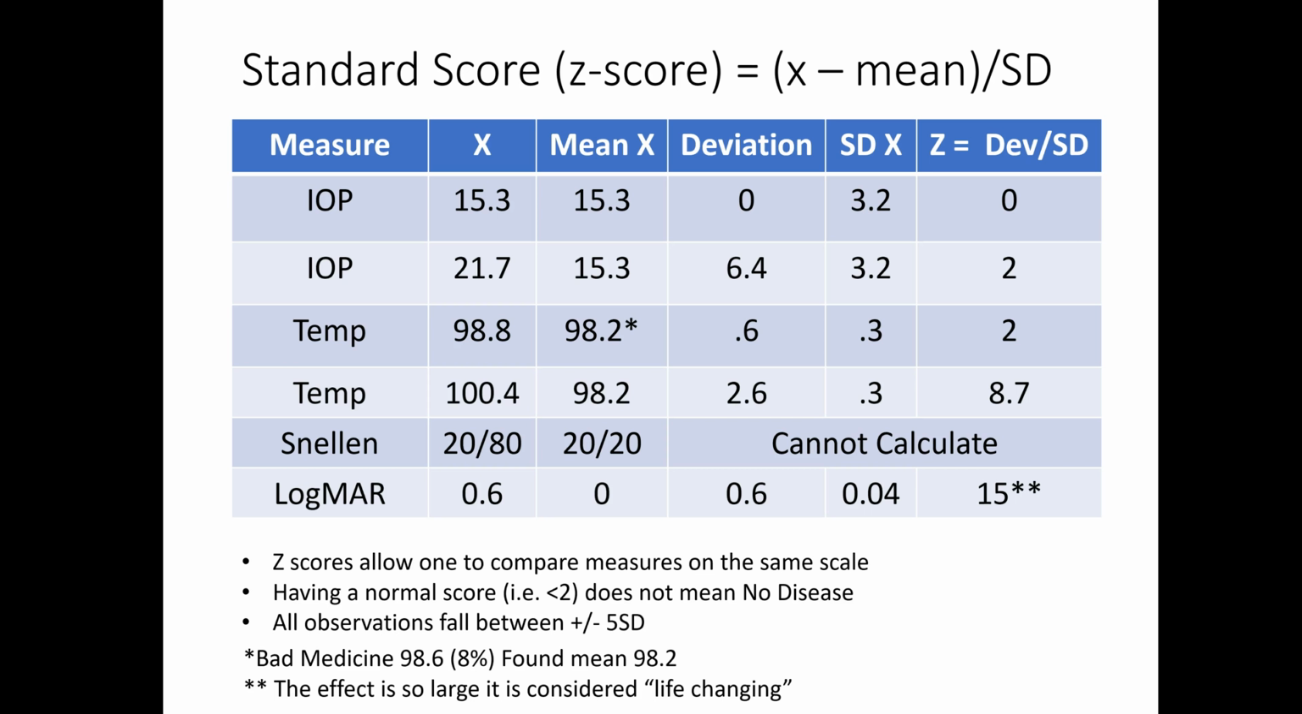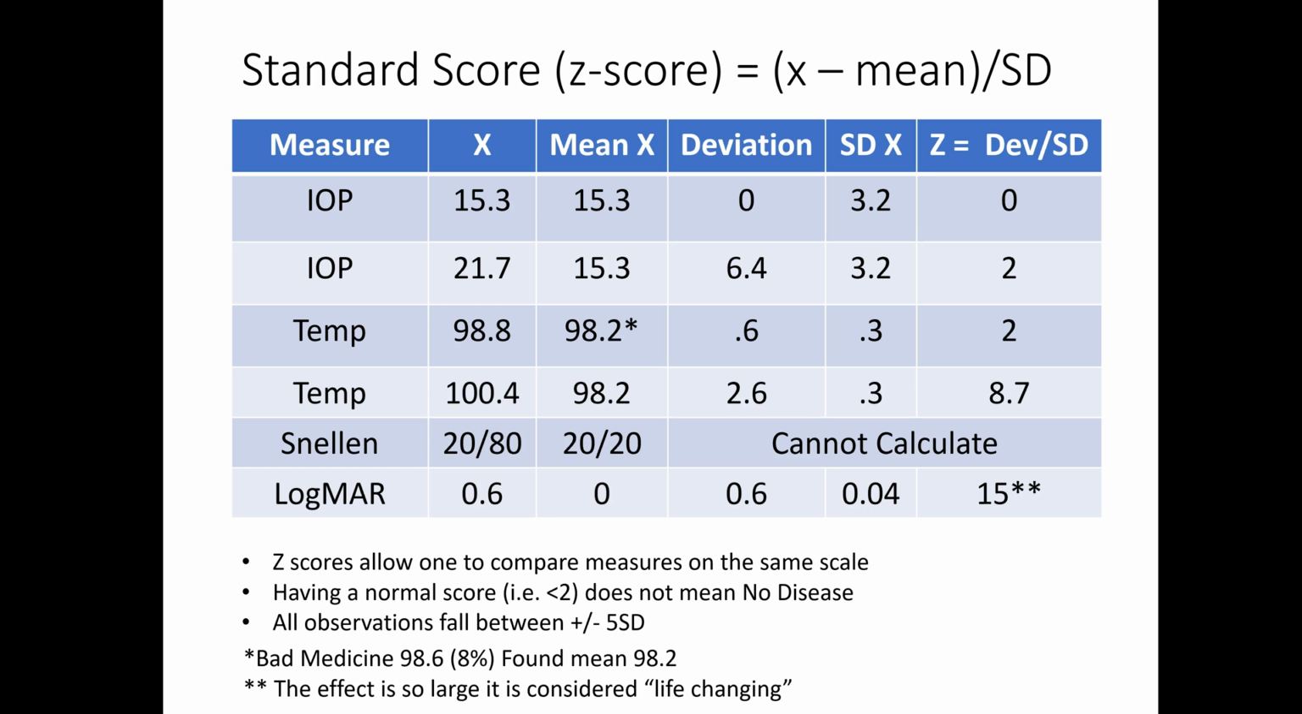Now let's think about the Snellen chart. If you're a person with good vision, you have 20/20. If your patient has 20/80, then what is the z-score with respect to that? Well, contrary to popular belief in many articles, you actually cannot calculate that because the Snellen scale is exponential. It is not linear, and so really you should not take the average of 20/20 or other things like that.